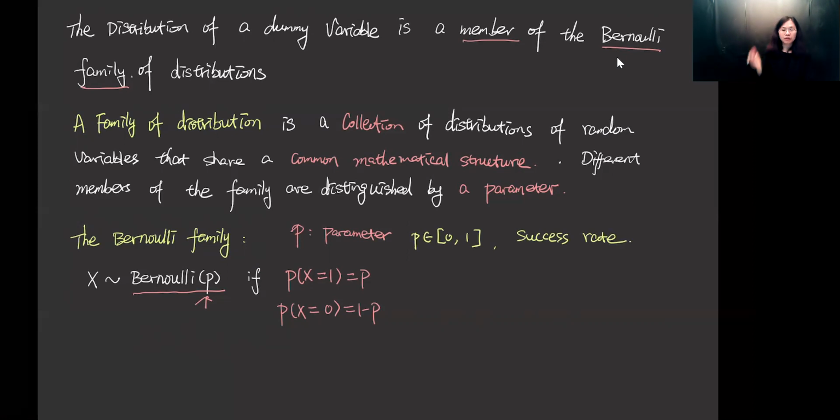Because any member of the Bernoulli family is a distribution of a dummy random variable, and a dummy random variable indicates the occurrence of certain events. Suppose we say that the occurrence of an event is a success, then the occurrence rate, the probability that the event occurs, is the success rate. So just traditionally, we call this P parameter the success rate. So that's the Bernoulli family. One Bernoulli distribution is written as Bernoulli(P), and the Bernoulli family is the collection of all the Bernoulli distributions.